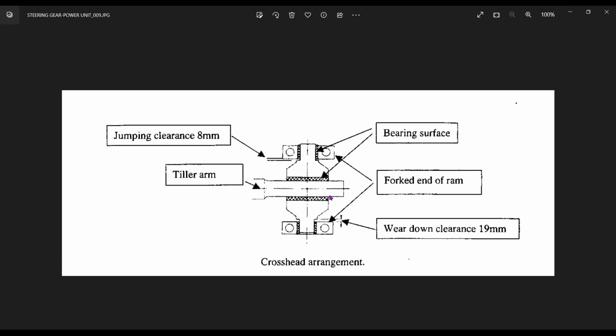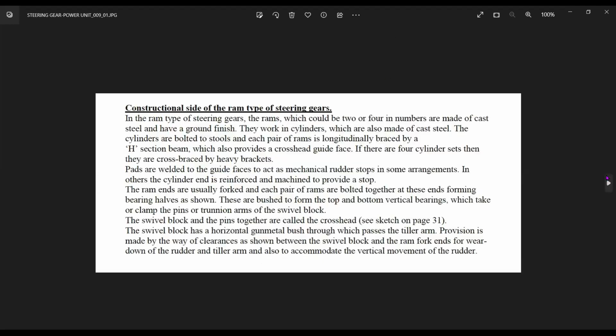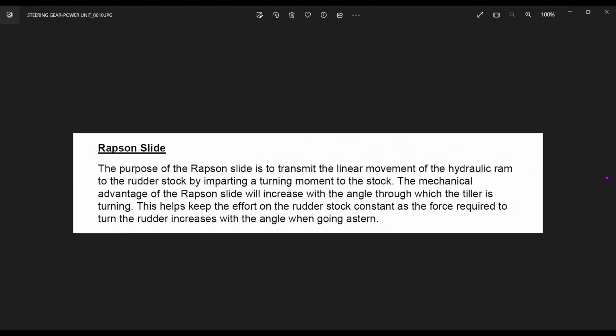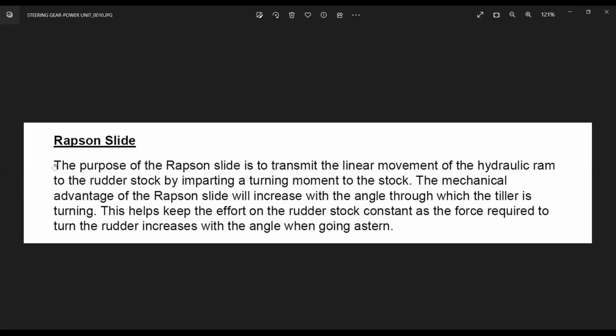Now this arrangement is a very old one. Now what have they replaced this with? With a tiller arm which is forked and rams which are uniform. In one, the tiller arm is uniform and the rams are forked. Now what they've replaced it with is the ram being uniform and the tiller arm being forked. That arrangement we'll see next. One second. Okay, so this mechanism is called the Rapson slide. The purpose of the Rapson slide is to transmit the linear movement of the hydraulic ram to the rudder stock by imparting a turning movement to the stock.